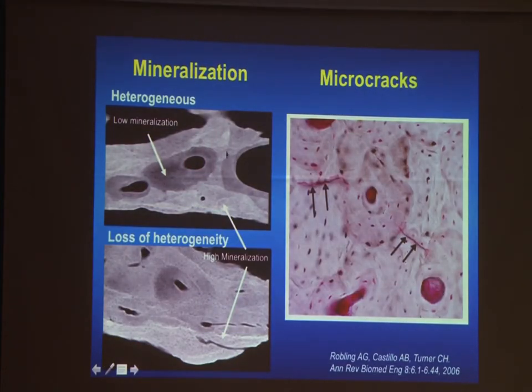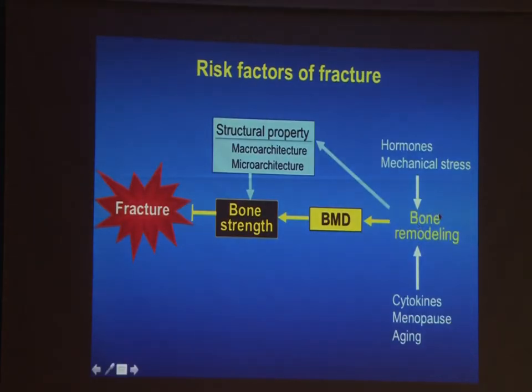Because bone is different in each osteon, and in newly formed osteons, there are hypomineralized areas, these areas can protect from microcracks growing into a real fracture. But when mineralization takes place for too long to form a homogeneous mineralized bone matrix, then it's easy to fracture. So bone remodeling is maintained to keep the bone fresh and strong.